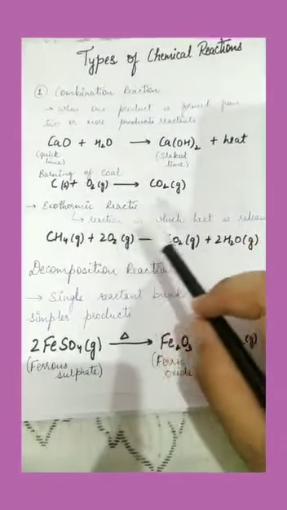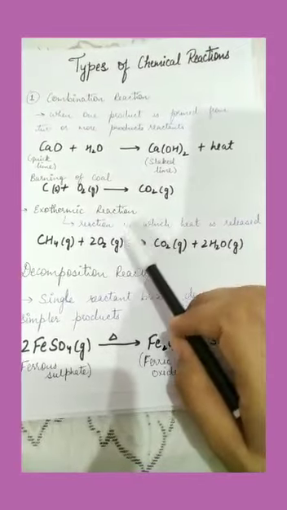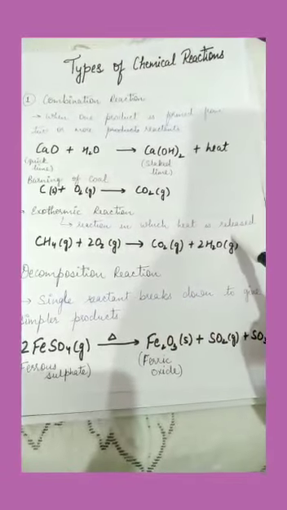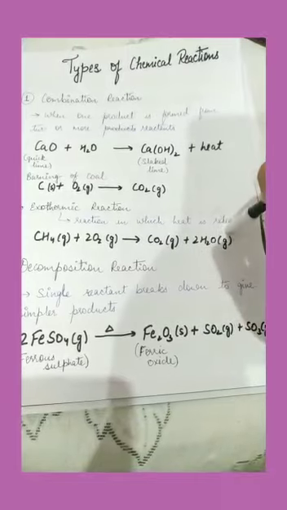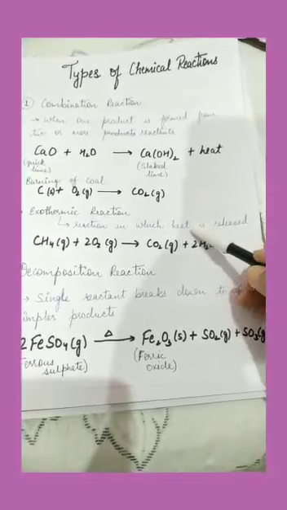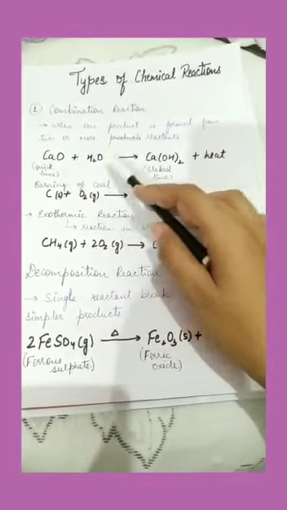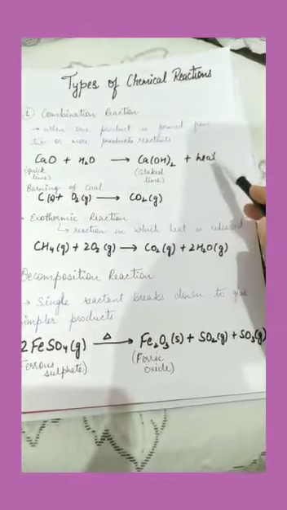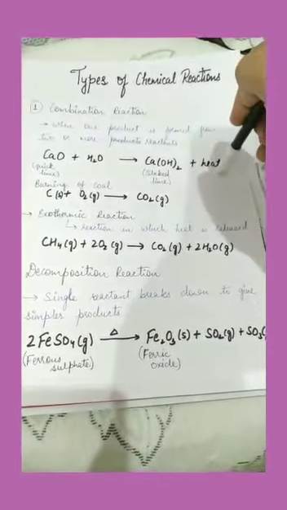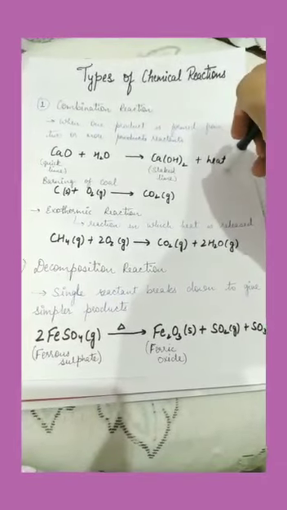Next is exothermic reaction. What are exothermic reactions? Reactions in which heat is released. Whichever reaction in which heat is released is called exothermic reaction. Like this reaction, calcium oxide and water gives calcium hydroxide and heat is released. So this reaction is called exothermic reaction.